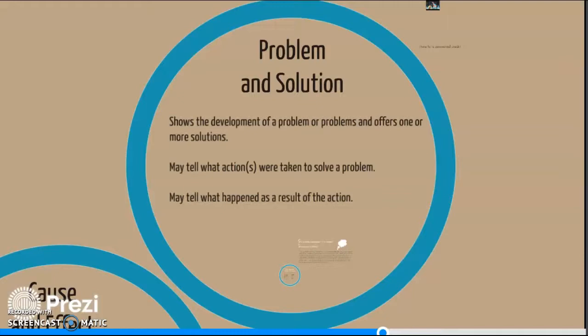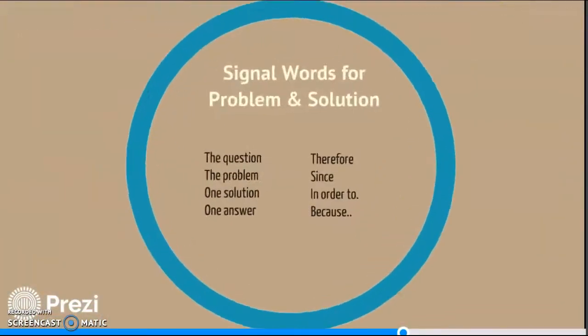Problem and solution. It shows the development of a problem or problems and offers one or more solutions. It also may tell what actions were taken to solve a problem. It may tell what happened as a result of the action. Some signal words for problem and solution are listed below. The question, the problem, therefore, since, and in order are a couple of the examples of this.